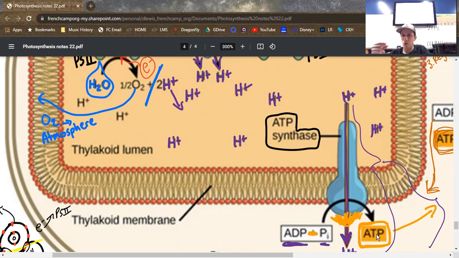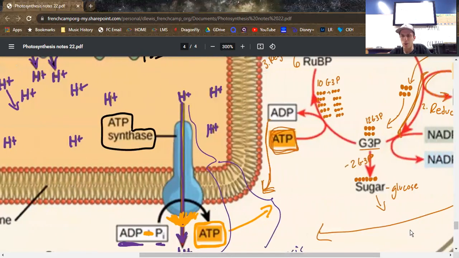This energy gets used really quickly. And so this is a quick turnover. It's not a delayed effect. And so we need something longer term. And so that's why we're going to be working on making glucose over here.